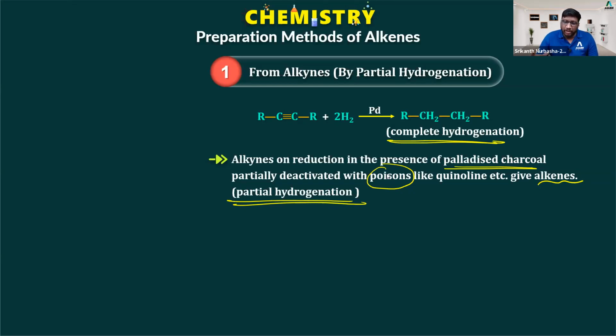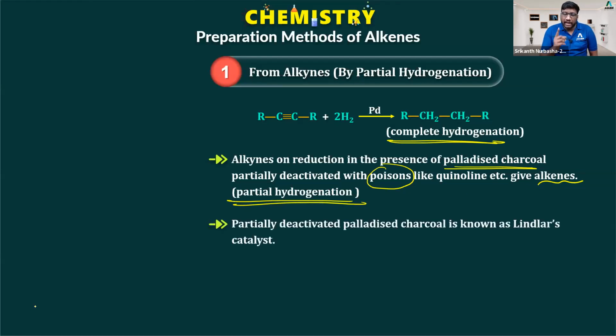If more and more molecules go and get adsorbed on the same surface, the number of reactant molecules getting reacted will decrease. Obviously, that will happen. The poison does the same thing: it acts as a competitor for the reactant molecules. Poisons like quinoline are there, and here the hydrogenation stops at only the alkene stage, not going up to the alkane stage. The partially deactivated palladium on charcoal is known as Lindlar's catalyst.